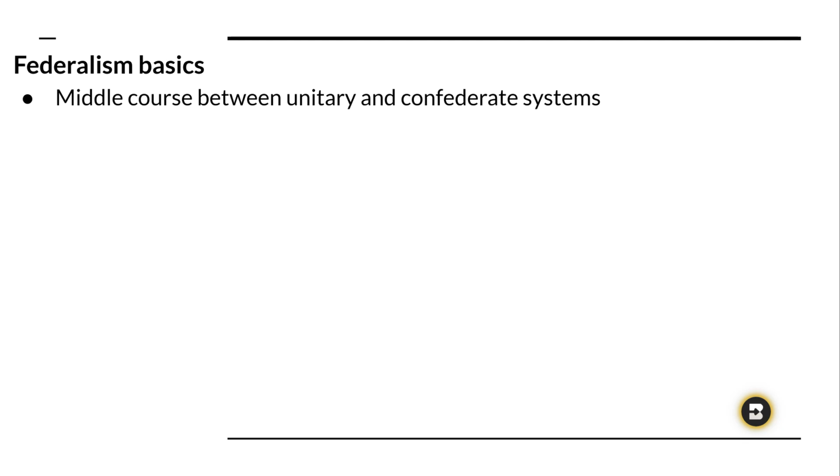Remember, federalism is the mama bear between the papa bear of a very powerful central government in a unitary system, and the baby bear of a very weak central government that is in a confederal system. And it is power sharing that lets federalism be the mama bear.